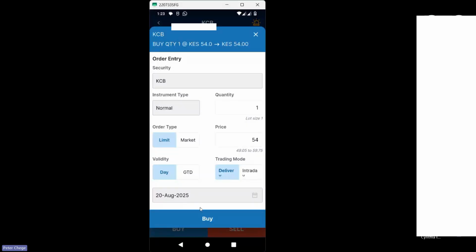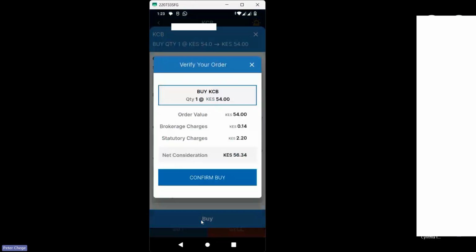So when you click buy, remember on the simulator, it doesn't do anything. On the app, it gives you the summation. There is the brokerage, that is the fee you pay for brokerage. Statutory is NSE, CDSC, CMA levies, transaction levies. Then there is the investor protection fund, and there is also the CDSC guarantee fund, which is also a makeup of this. Then the 2 shillings you can see here, 0.20 is those levies in total. The 2 shillings extra is stamp duty.